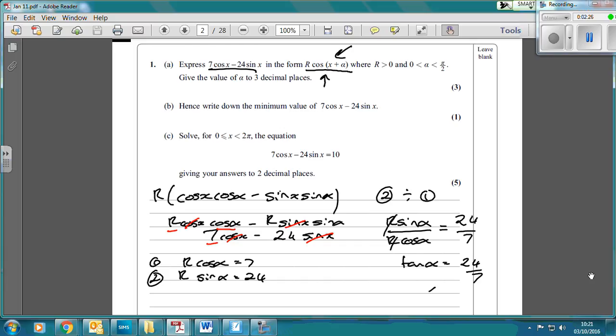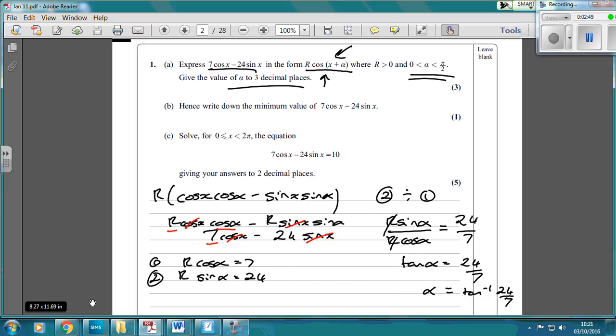Then it says give the value of alpha to 3 decimal places. So we do the inverse tan of 24 over 7. Oh, in fact, just always double check this: this one is in radians. So change the calculator to radians, and the inverse tan of 24 divided by 7 gives us 1.287 for 3 decimal places.